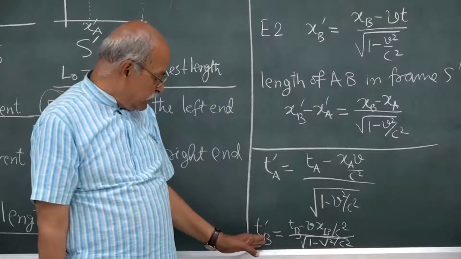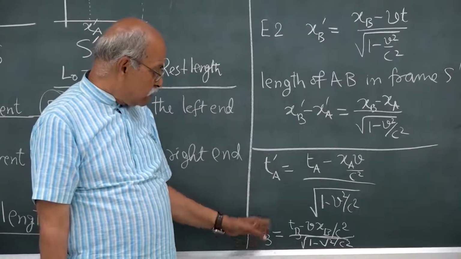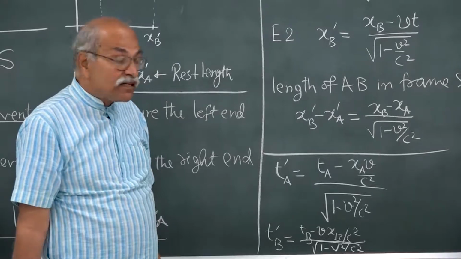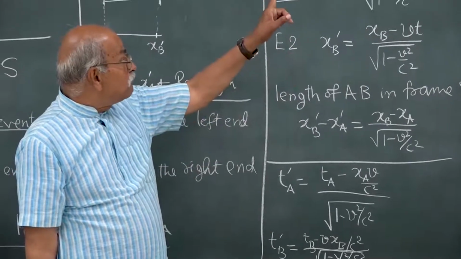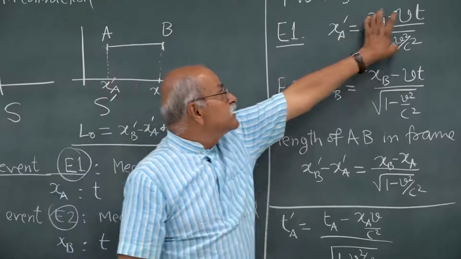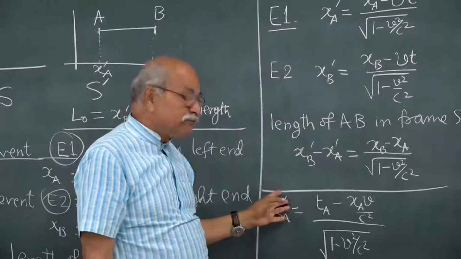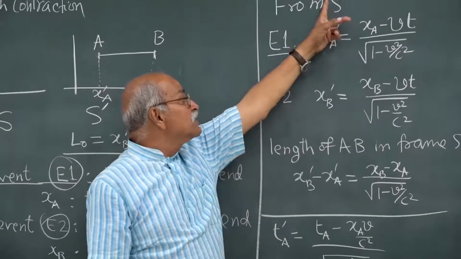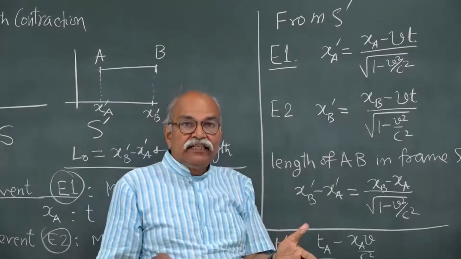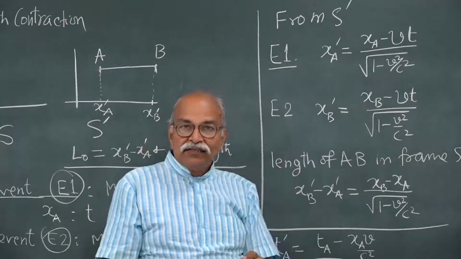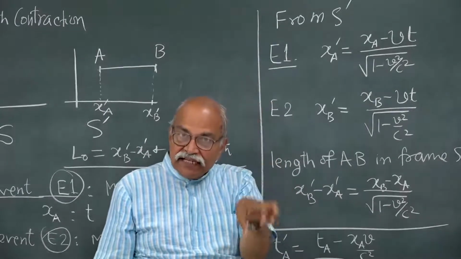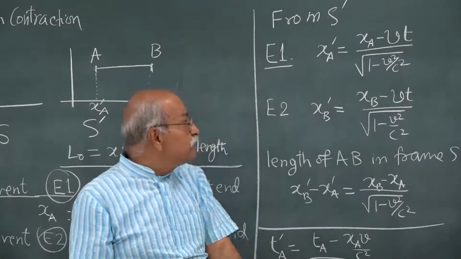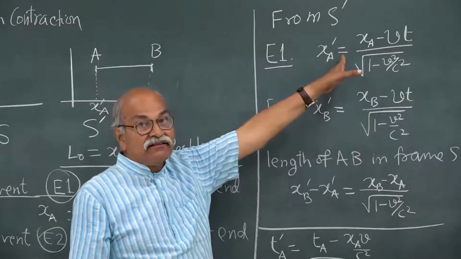So, you can see that Tb prime and Ta prime are not the same, but that does not matter. If the coordinate of left end A is this much at some time Ta prime, it will always remain that, because in S prime this AB is not moving. In S prime AB is not moving. So, whatever is the coordinate of left end A at one instant, that will remain there all the time, and therefore, this is the coordinate of left end A.